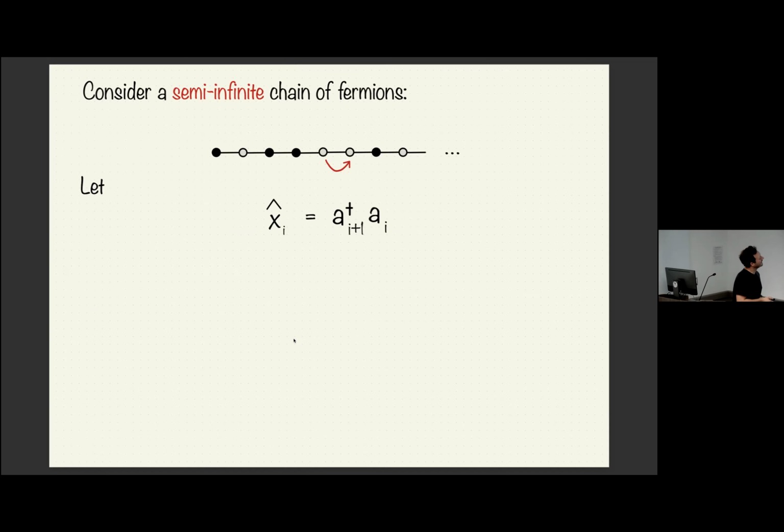So I'm going to choose the x hats to be given by this. These hopping operators by 1 unit, where these a's are fermionic operators. So you can check that this actually satisfies the Fomin-Green algebra. So it's a particular representation of the Fomin-Green algebra in terms of fermions.